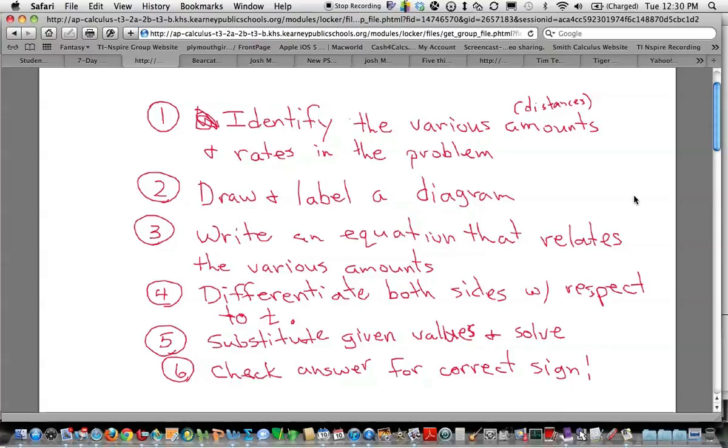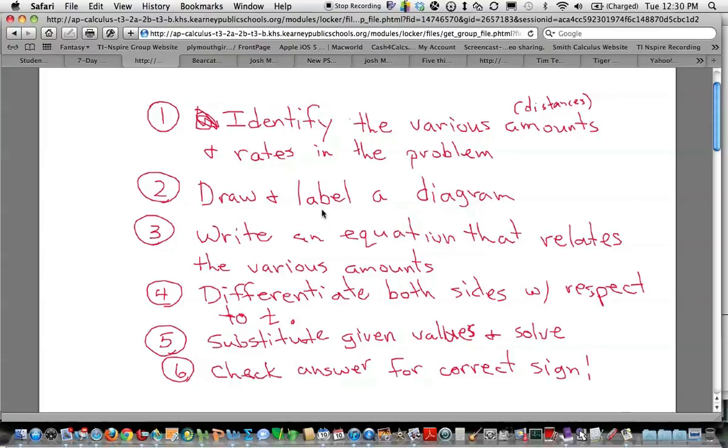And then check your answer. I put down a check answer for the correct side because your answer is typically a rate. And you want to make sure you have, a positive rate means the amount is increasing, and a negative rate means it's decreasing. We're going to talk a little bit more about how you answer those questions. Okay, so let's go ahead and take a look at number 4.